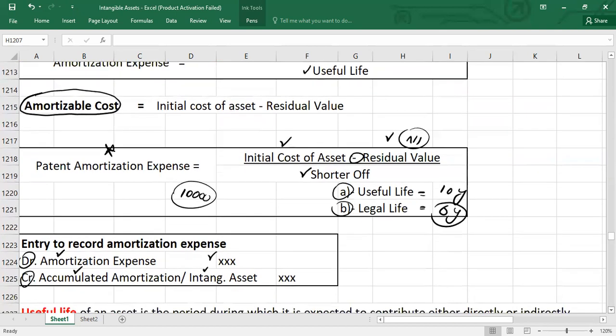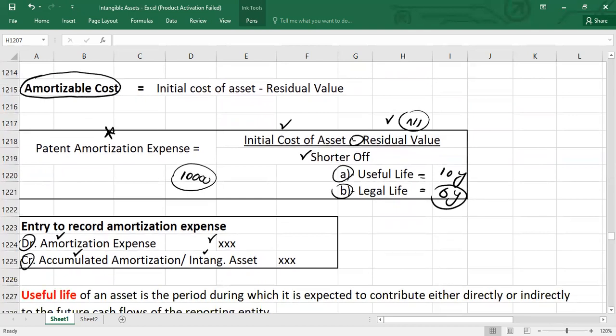So here we go. Now let me tell you about the residual value. For your exam, guys, if the residual value is provided in the exam question, you simply need to subtract it from the initial cost of the asset, and then you will amortize. You will divide by that useful life.